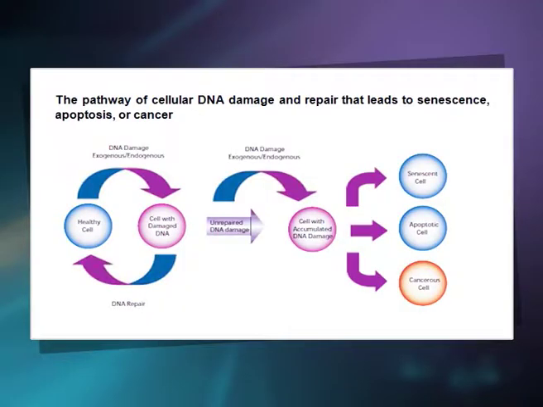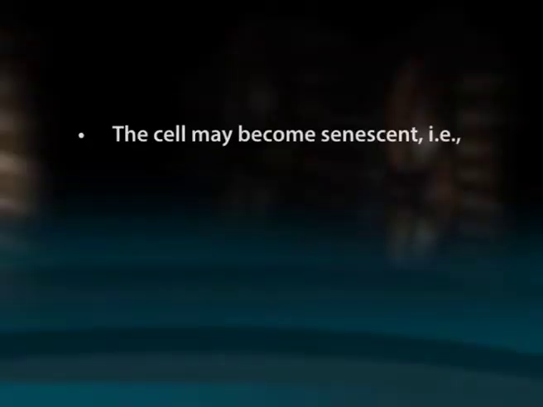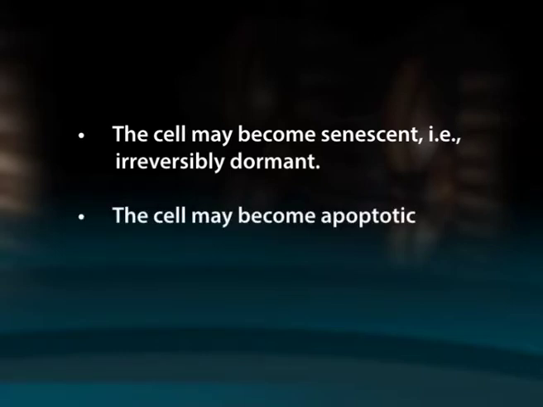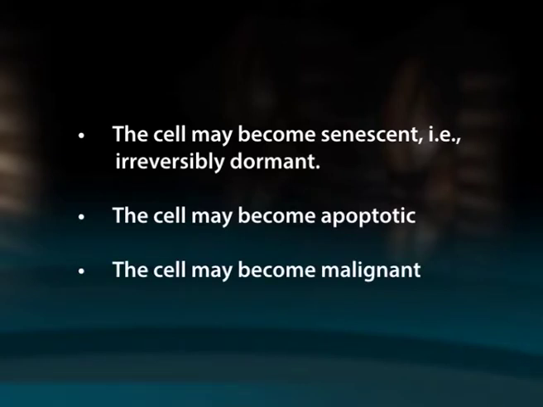Changes to the cellular genome can generate errors in the transcription of DNA and ensuing translation into proteins necessary for signaling and cellular function. Genomic mutations can also be carried over into daughter generations of cells if the mutation is not repaired prior to mitosis. Once cells lose their ability to effectively repair damaged DNA, there are three possible responses. 1. The cell may become senescent, that is, irreversibly dormant. 2. The cell may become apoptotic. 3. The cell may become malignant.